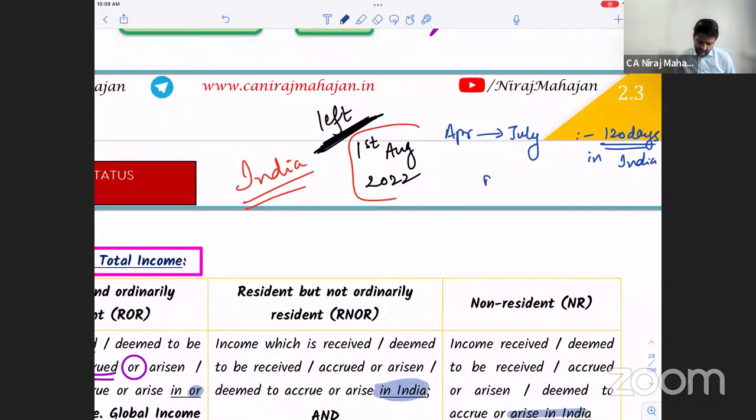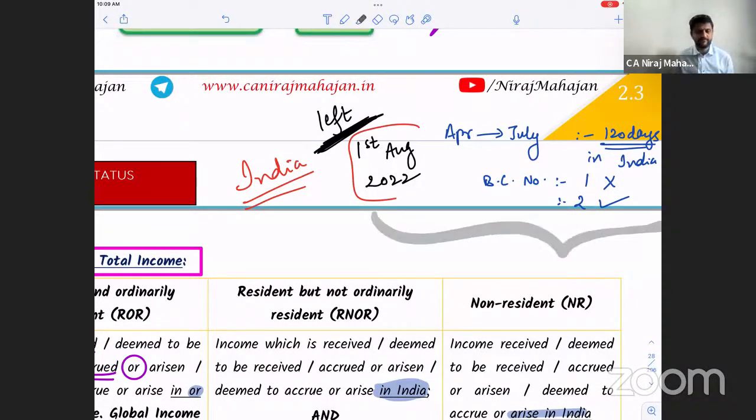Now in this case, is basic condition number 1 satisfied? Not satisfied. Basic condition number 2, in normal times, would have been satisfied. Normal case means at least 60 days in the current year and 365 days in the last 4 years. That would have been satisfied, and because of that he would have become resident, and then we would have said ROR. So whatever income he would have earned after 1st August, even outside India, even that would be taxable in India because he becomes ROR.